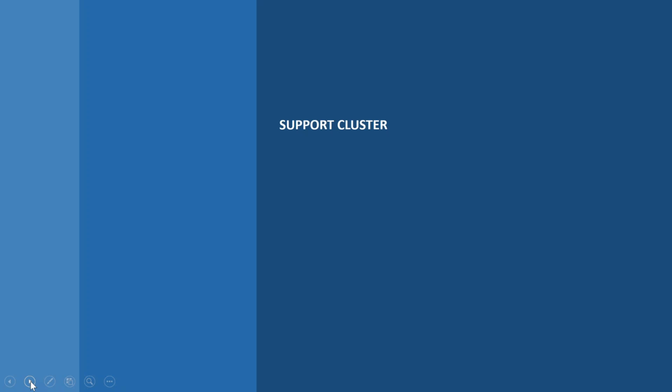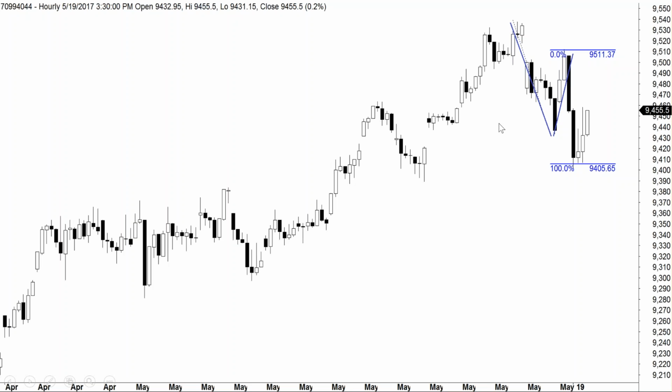Now as we move forward, we see a support cluster here. Now let's see where we can find a support. So this is the continuation of the previous chart. We take the A, B, C projection, and this is the 100% projection. So we see the price stopping here and bouncing. So this is the projection cluster.